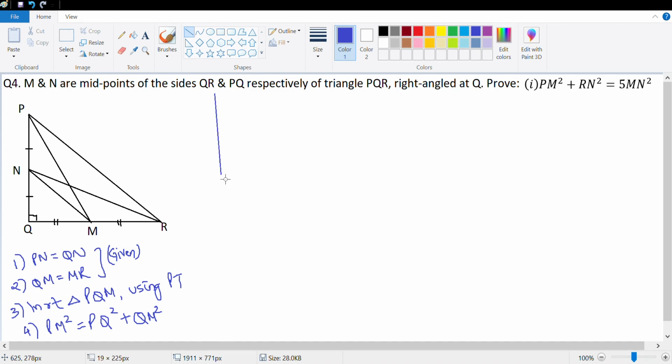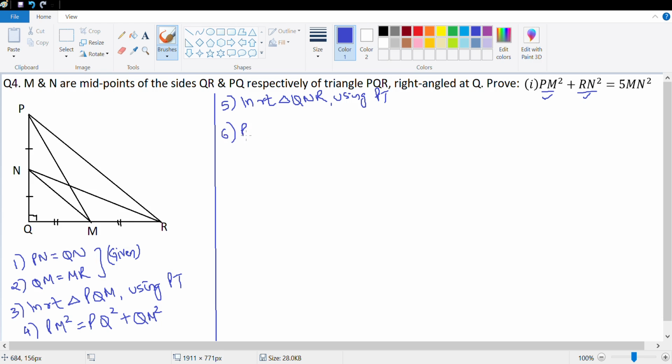Okay, let's see what we have on the right hand side. So we've got this one part. Let's look at the second part. We've got PM square already. Let's look at RN square. RN is a part of the right triangle QNR. So point number 5, in right triangle QNR, using Pythagoras theorem, what we get is RN square is equal to QN square plus QR square. So we've got RN square as well.